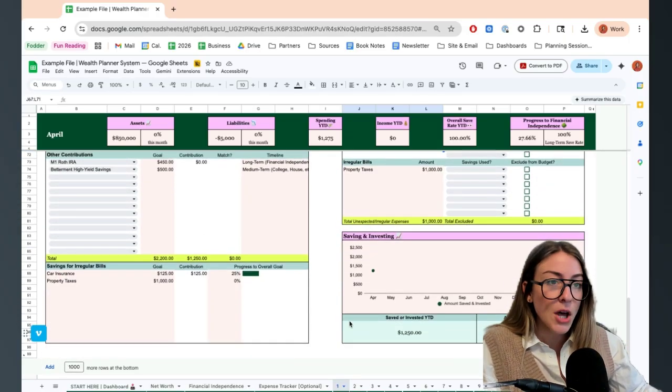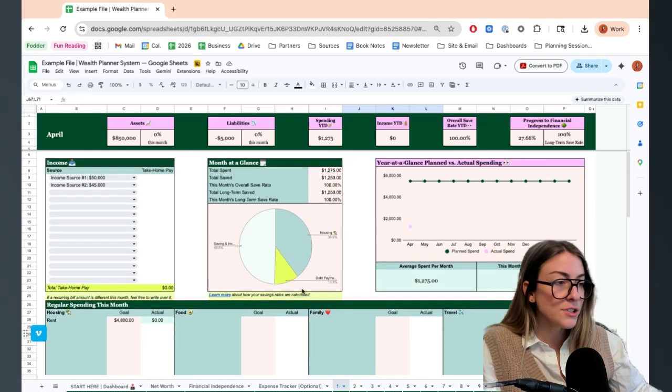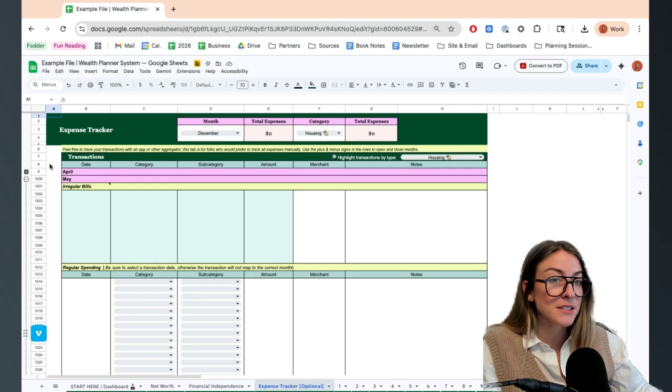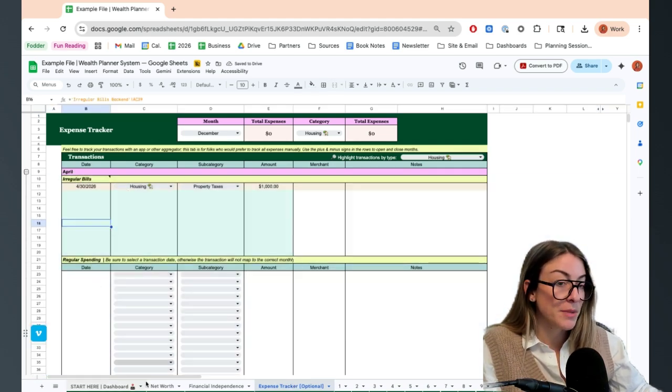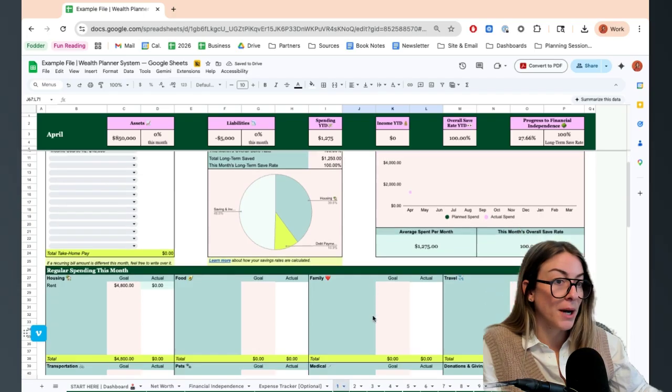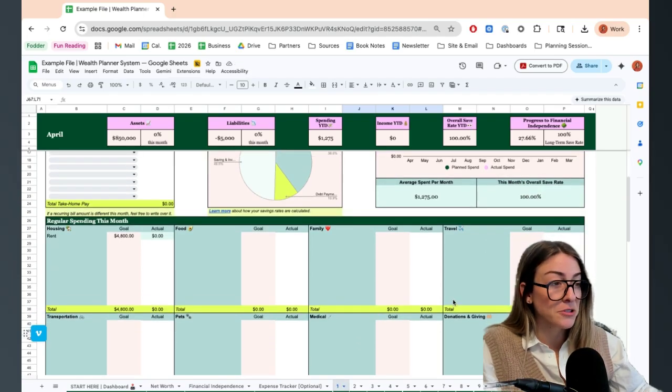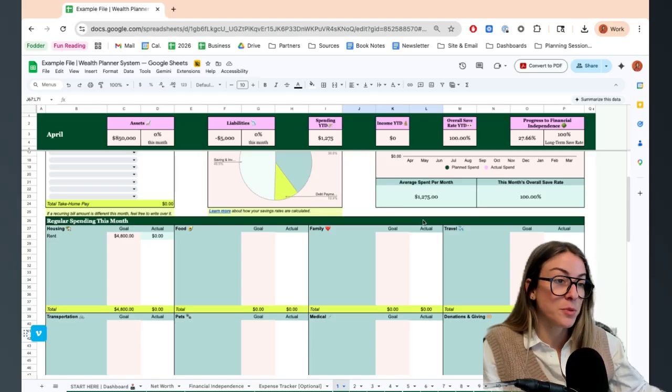Okay, so once you fill that out every month, you're going to do that for all 12 months. You can also use this expense tracker tab if you would like to. So some people, I mentioned Copilot. I use Copilot and let everything aggregate in there because I'm spending across a bunch of different accounts and credit cards. And then I just put the totals in for my different categories.